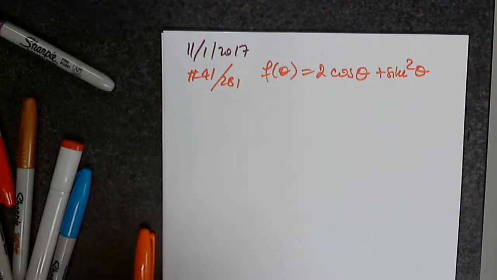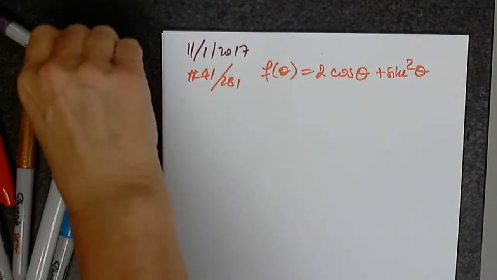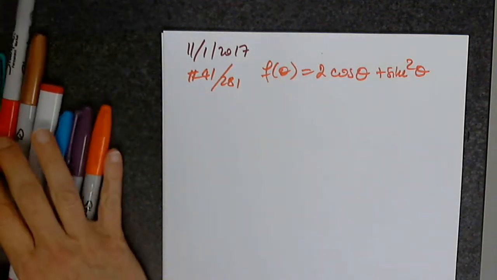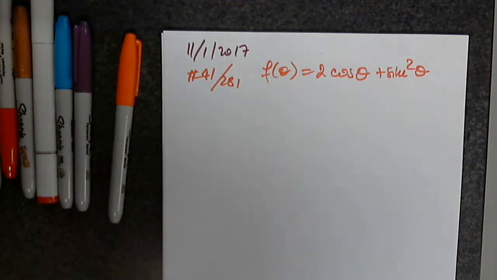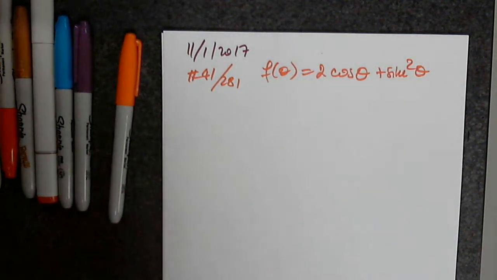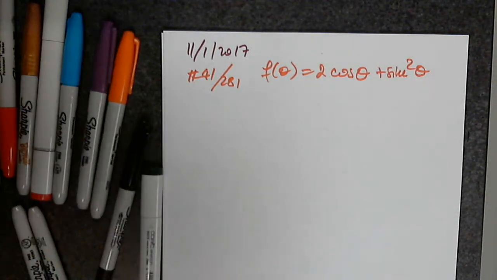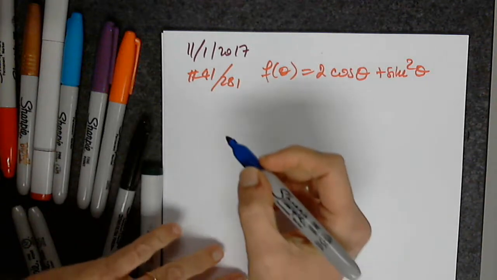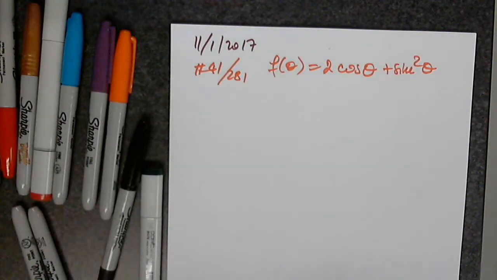What do I have to find? This function is defined everywhere. Sine is defined everywhere. Cosine is defined everywhere. So I'm asked to find the critical numbers. What do I have to write? Or what am I trying to do? What am I trying to calculate? In order to find critical numbers, I need to find?